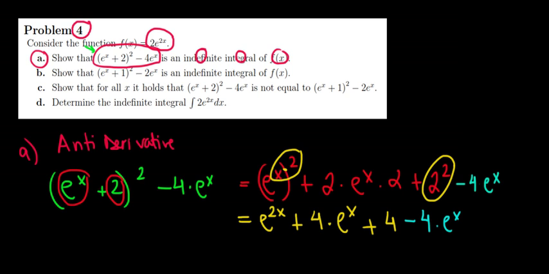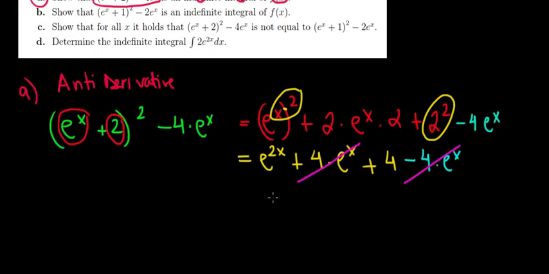What can we do now? We can simplify something, because plus 4 times e to the power of x and minus 4 times e to the power of x go away, and what do we have as a result? We have e to the power of 2x plus 4. That is the integral, or the antiderivative that we were looking for.